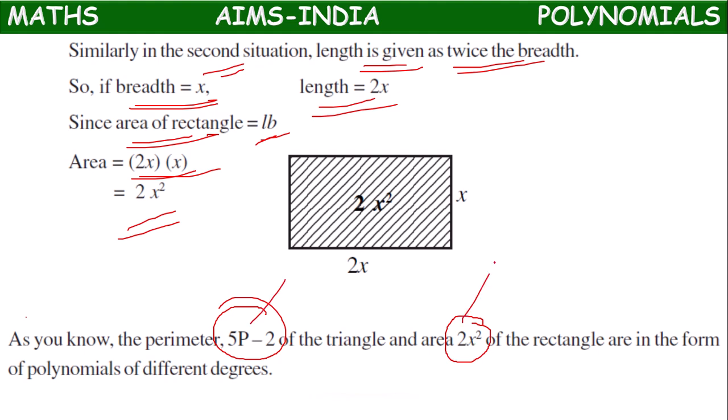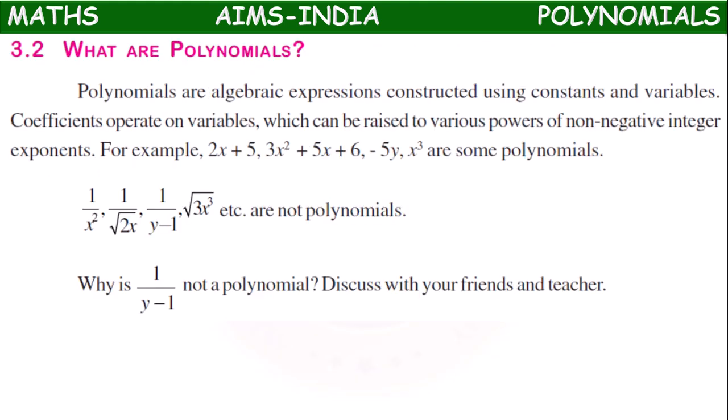These two are examples of polynomials of different degrees. So they have given two situations with unknown quantities. The two situations we have written in the form of polynomials of different degrees. So actually, what are these polynomials?